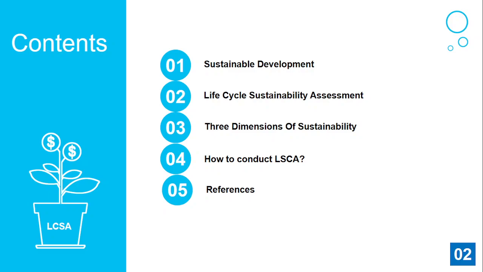We will discuss how to do such an assessment for a product or process to take the decision. And at the end, I have provided the reference list, the resources that are used in this lecture, and this is for your further reading. If somebody wants to read more about sustainability and life cycle sustainability assessment, these resources can be helpful for them.